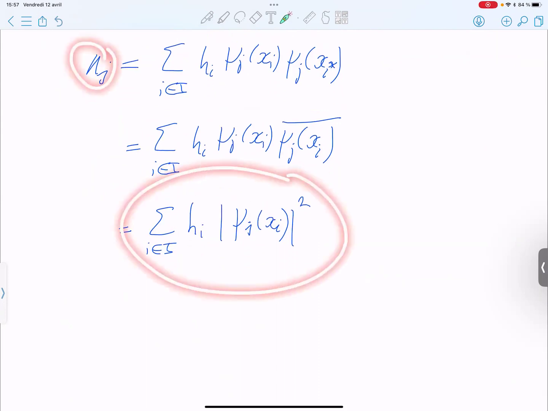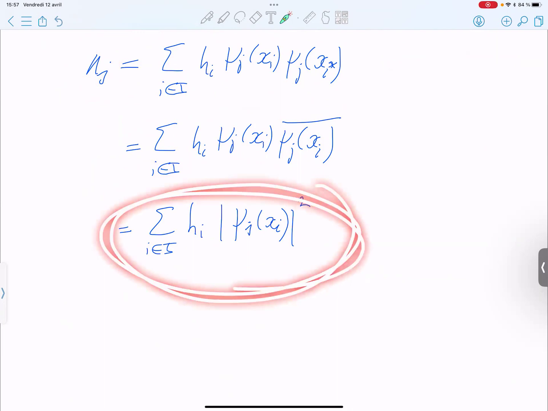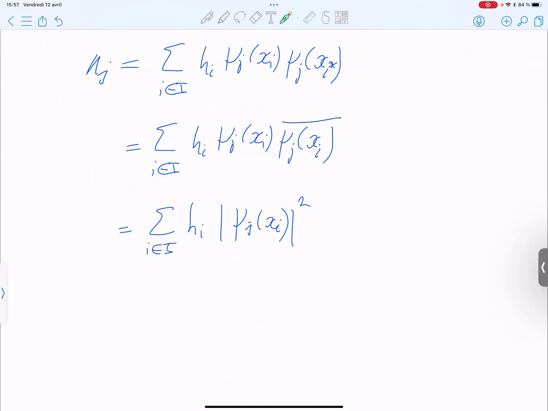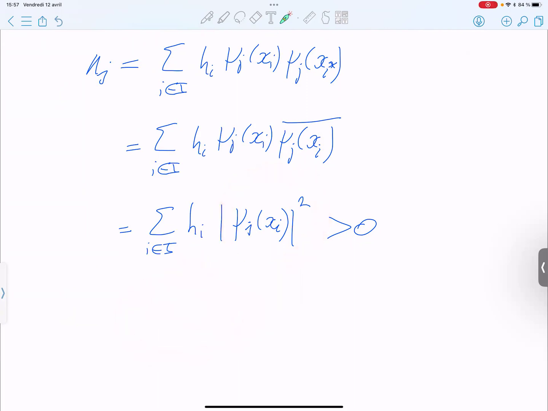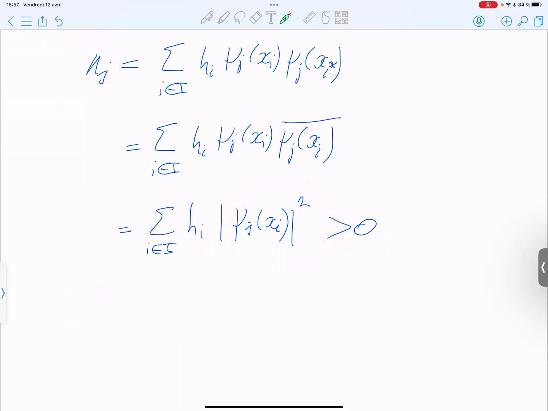Remember that for a commutative fusion ring, this is nothing but the square norm of the column of the character table. And it's strictly positive because this is strictly positive, and this is N_{ii*}^1 inverse, which is strictly positive by the axiom of hypergroup. So the formal codegrees are strictly positive.